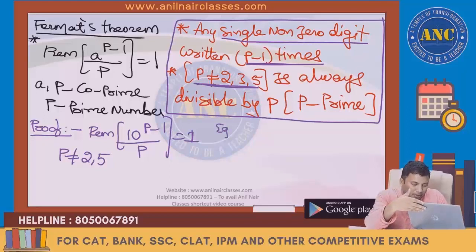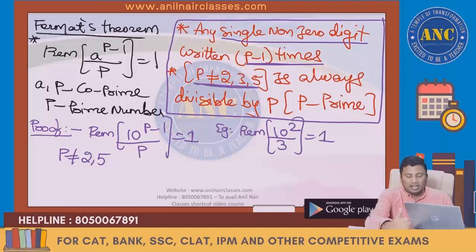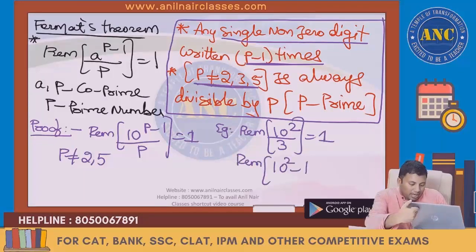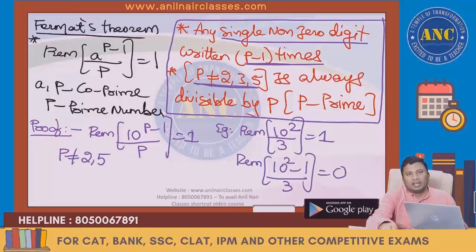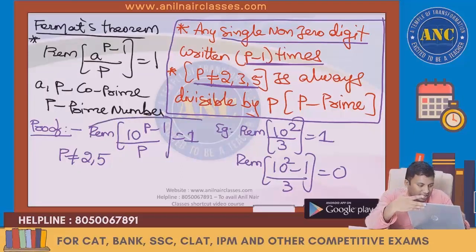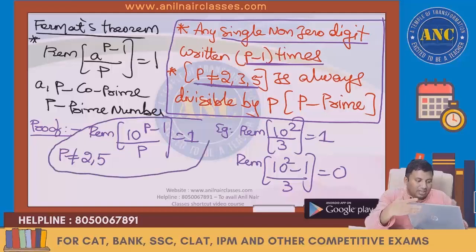Suppose, for example, 10 square divided by 3: 100 divided by 3, 33 threes are 99, remainder 1. Can I write it like this? 10 square minus 1 divided by 3, remainder will be 0. 10 square is 100, 100 minus 1 is 99. 99 when divided by 3, remainder will be 0. Am I right? Now please write down this example. Then in the next slide I will give you a proof.